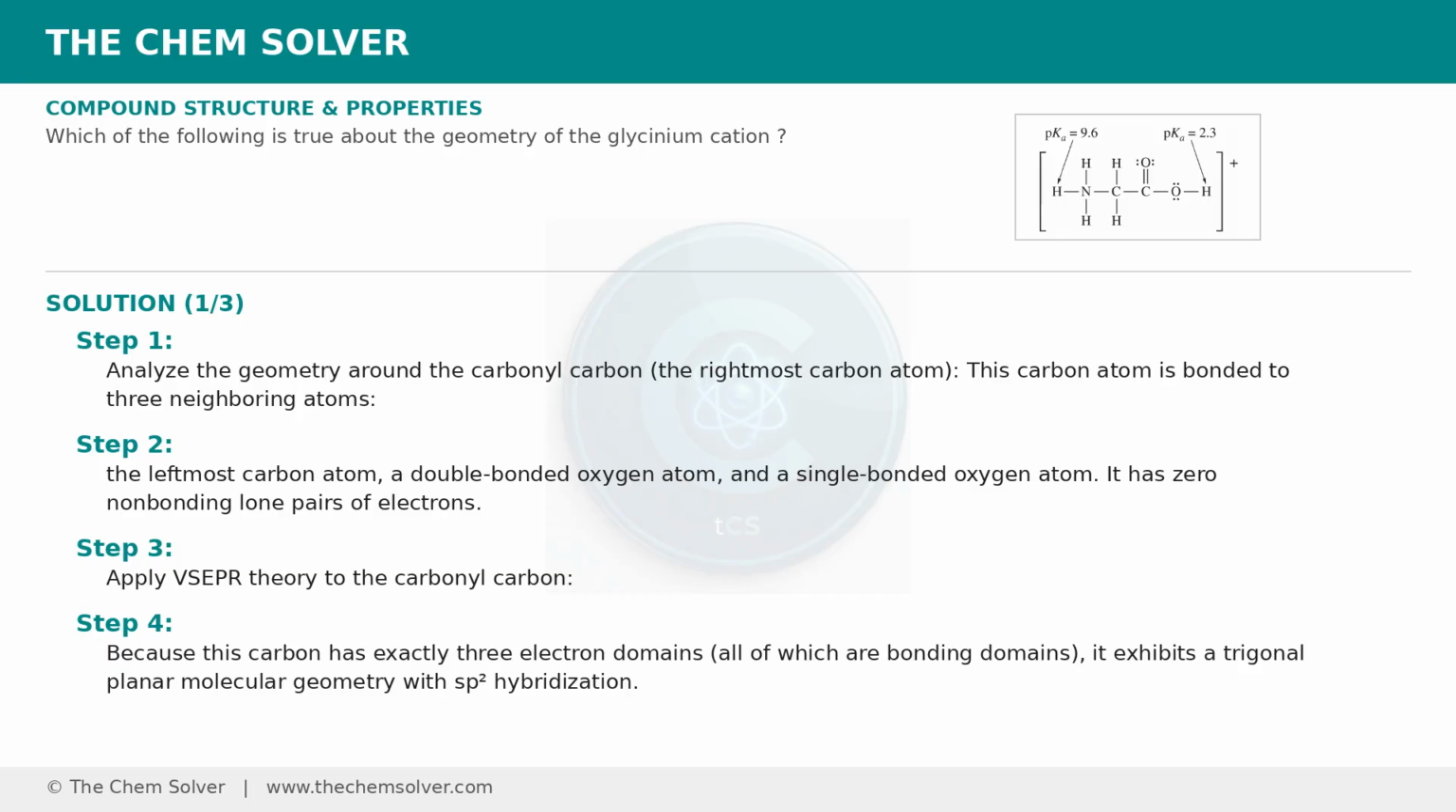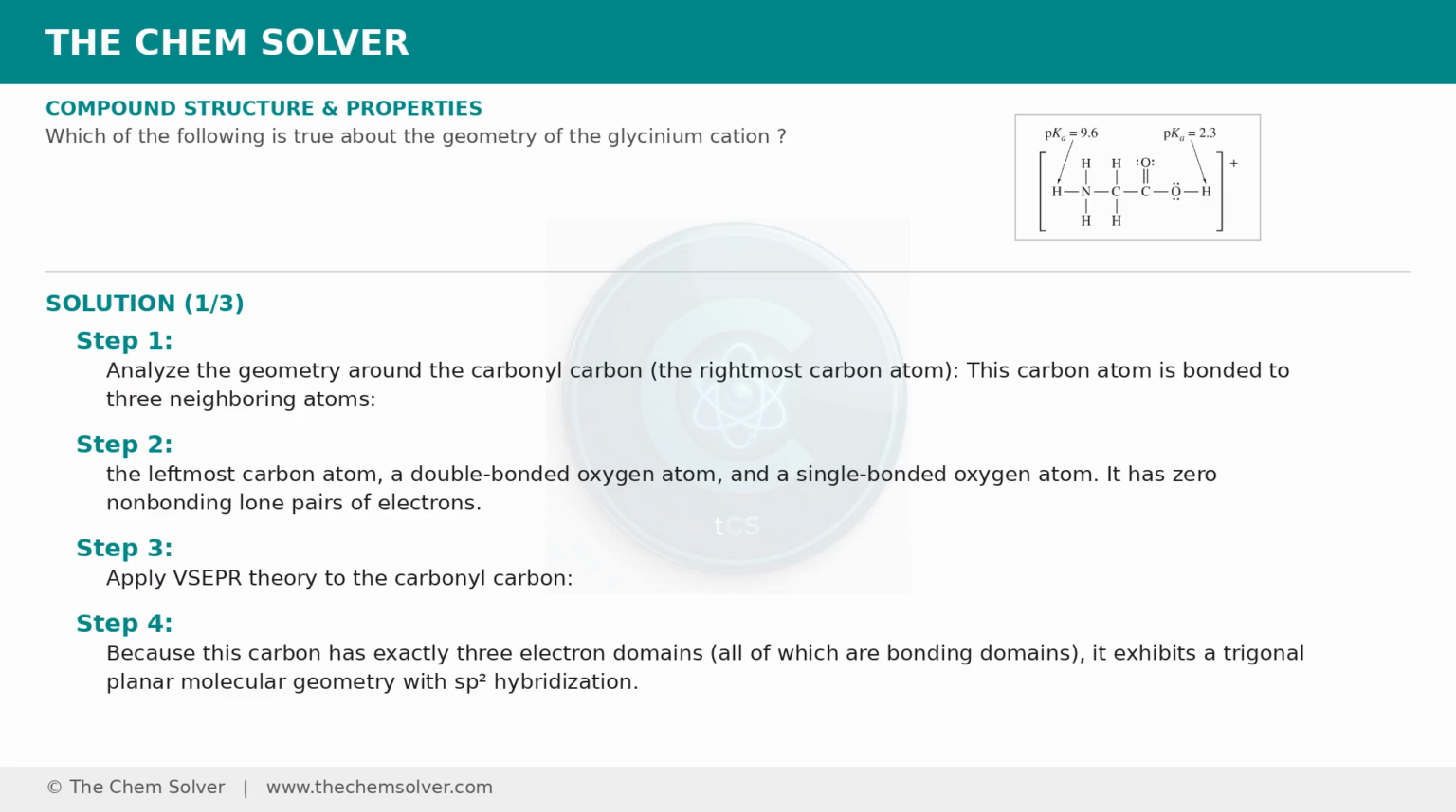Analyze the geometry around the carbonyl carbon, the rightmost carbon atom. This carbon atom is bonded to 3 neighboring atoms: the leftmost carbon atom, a double-bonded oxygen atom, and a single-bonded oxygen atom. It has 0 non-bonding lone pairs of electrons.